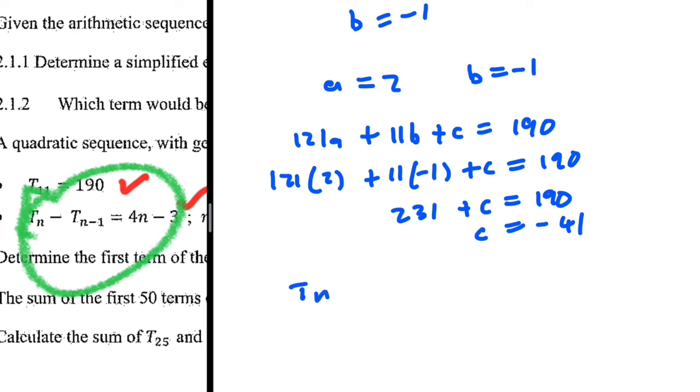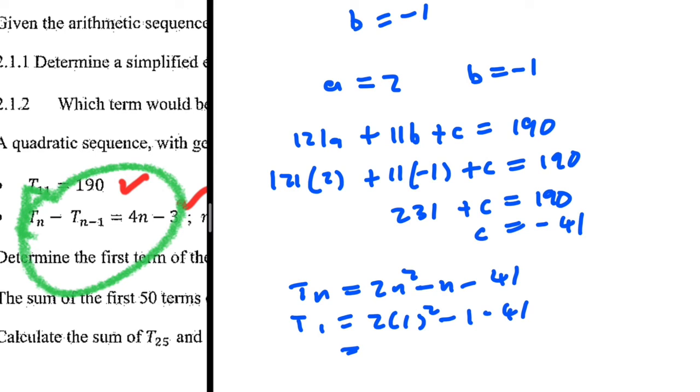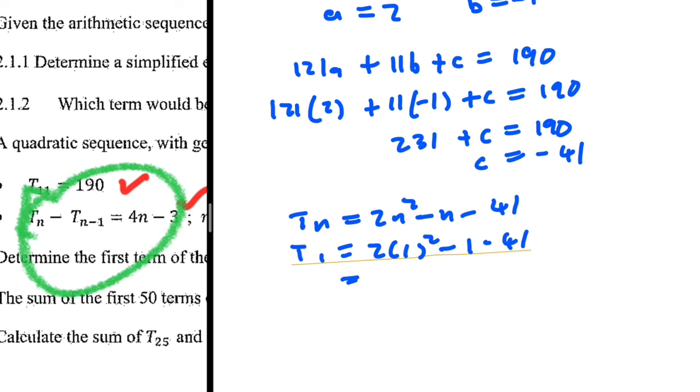So Tn will be equals to, I want to determine Tn because I will use it to see if I get T11 is equals to 190. Tn is going to be a is 2, so 2n squared, b is minus 1, so minus n, plus c, and then c is minus 41. So T1 is going to be equals to 2 multiplied by 1 squared minus 1 minus 41. Let me put that in my calculator. 2 minus 1 minus 41 essentially. So this is minus 40. That is the value of T1.